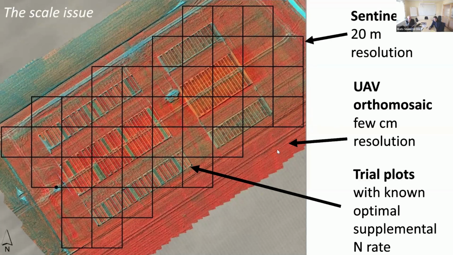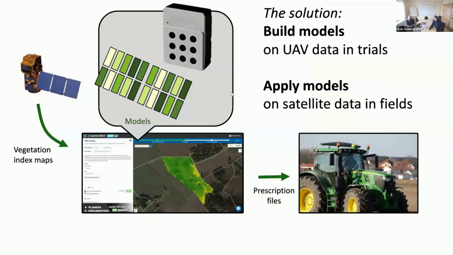So what we see here is that we have a scale problem if we want to directly link satellite data with the ground truth data, the known supplemental N rates. So how to do that? Well, we use drones. We use this Maya camera with 9 bands, with the same specifications as the Sentinel-2 that Mats already introduced. We use that to collect reflectance data in the trial plots and build the models from that, implement the models in the system, and then apply them on the satellite data to generate the prescription files.